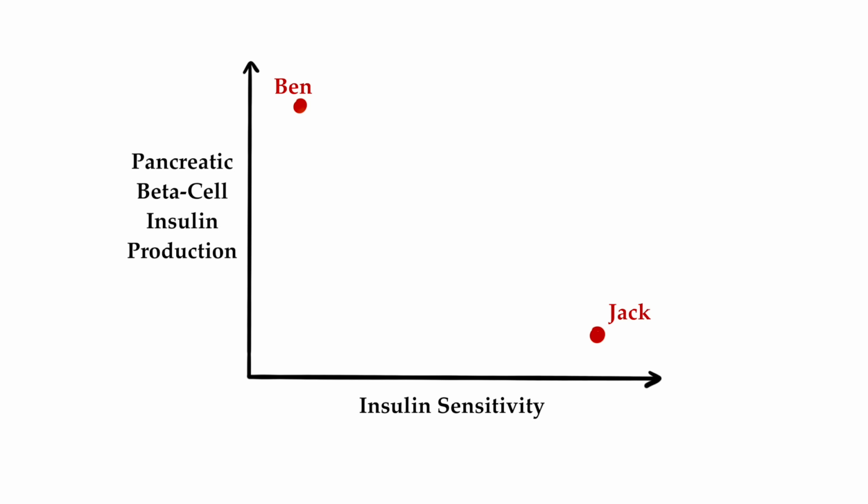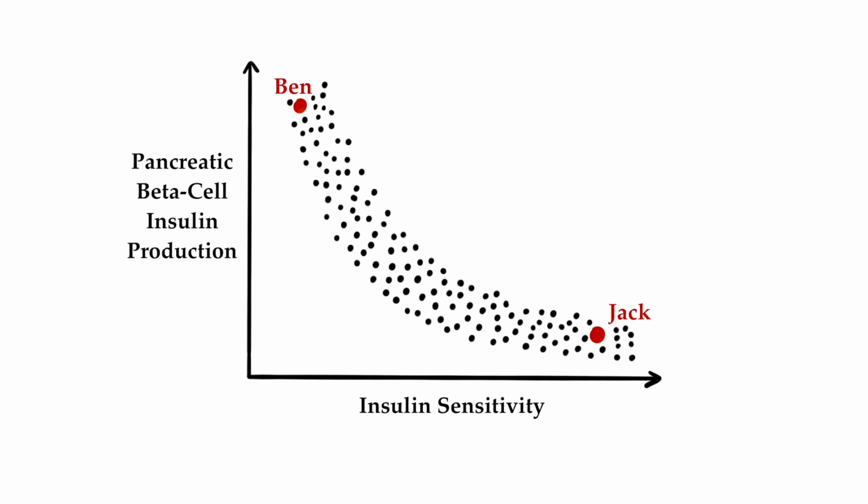In fact, if we measured insulin sensitivity and pancreas insulin production in a large group of healthy people with normal glucose tolerance, we would get a cloud like this here. Note how they cover the entire range of insulin sensitivity measures, from very insulin sensitive to very insulin resistant. What they all have in common is that their beta cells in the pancreas can produce enough insulin to keep blood sugar levels in a normal range.